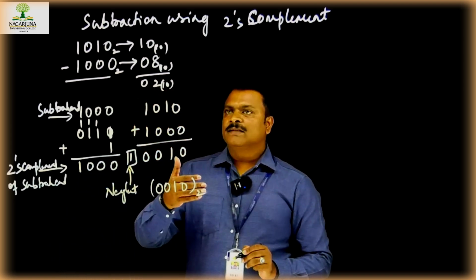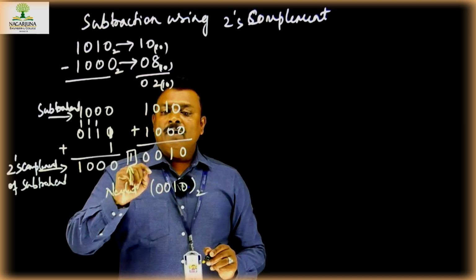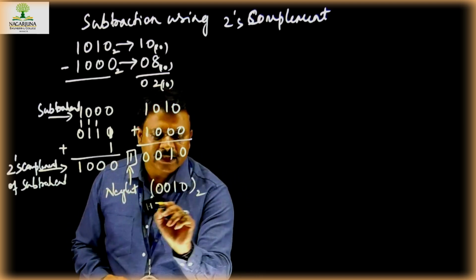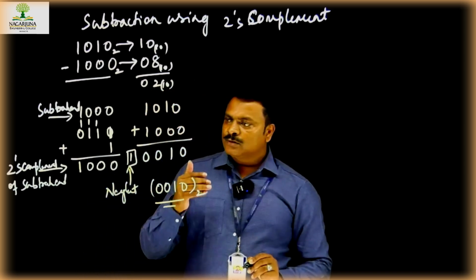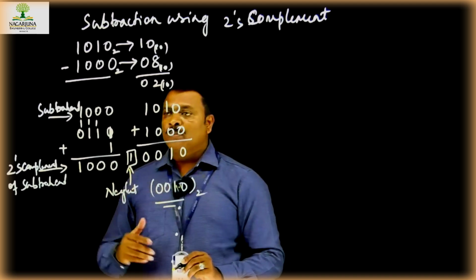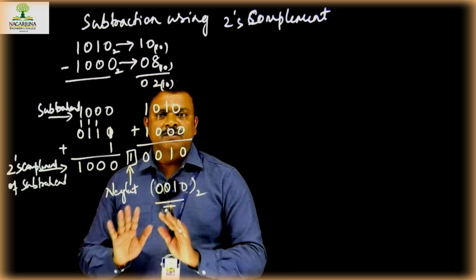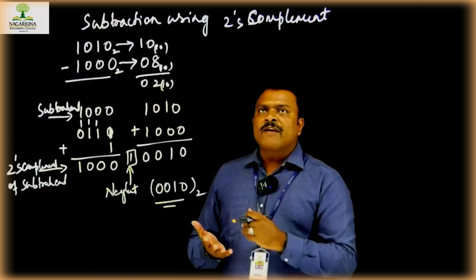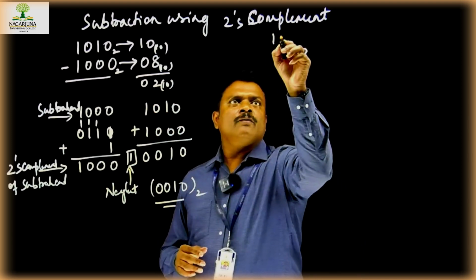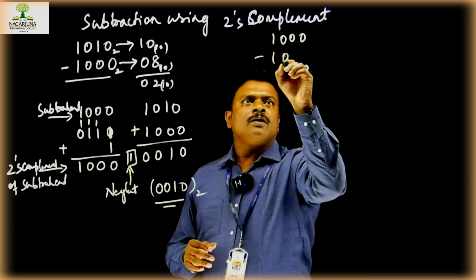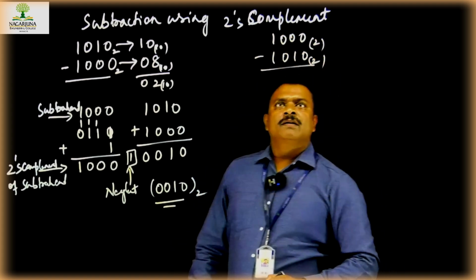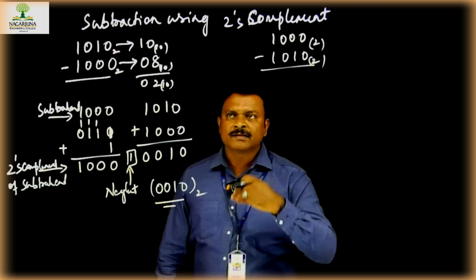This is the base 2 of your 0010, so I can check the answer. The binary equivalent of 2 is 0010. That is what your answer is. So in subtraction using two's complement, you are just going to neglect your carry. Now I will take the same numbers, exchanging the minuend and subtrahend. So I will be taking 1000 and 1010. This is the subtraction where the minuend is smaller and the subtrahend is greater.